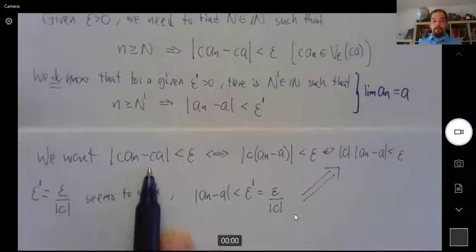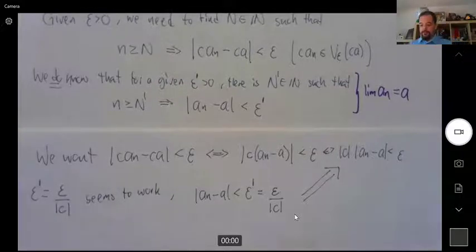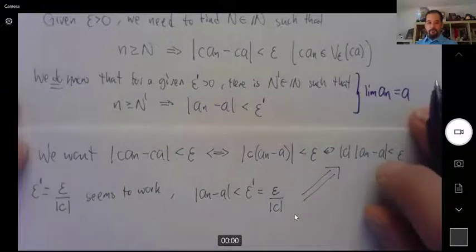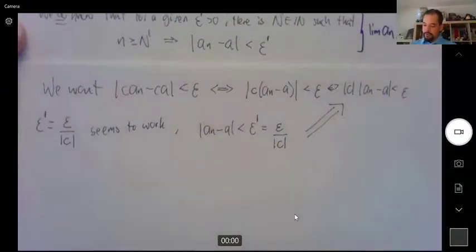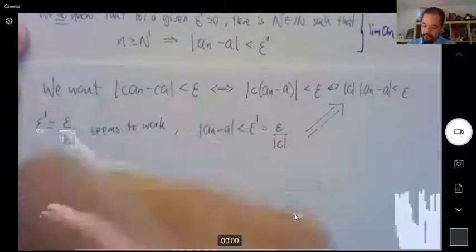Okay? That's the plan. So now we just need to write it down, right? We essentially are done. We just need to write down our proof in the correct way. So here we go. So here is the real write-up of the proof.